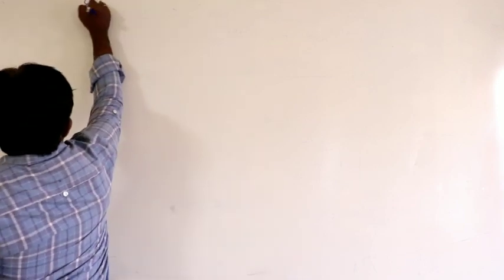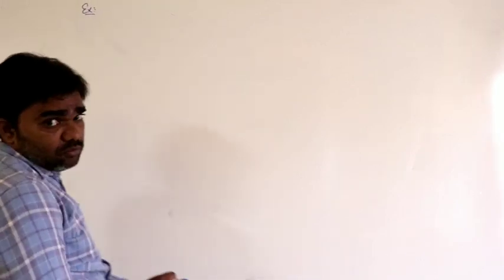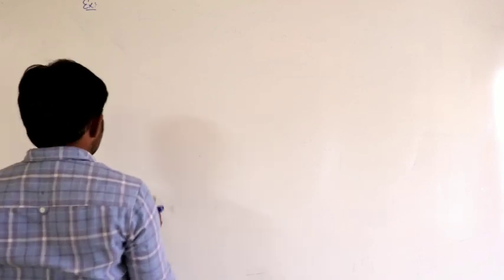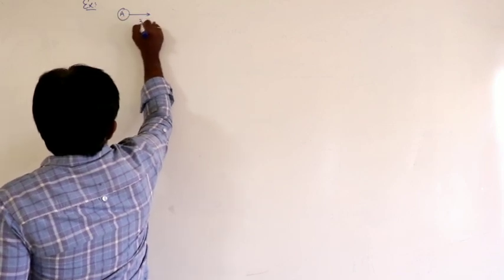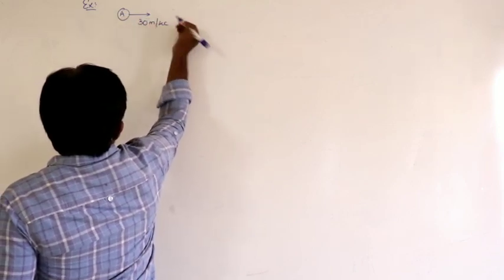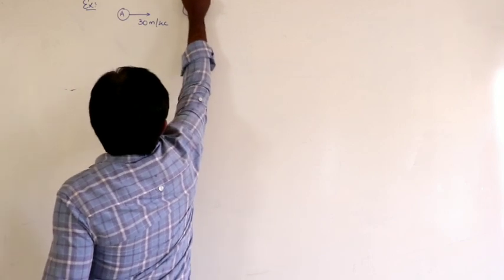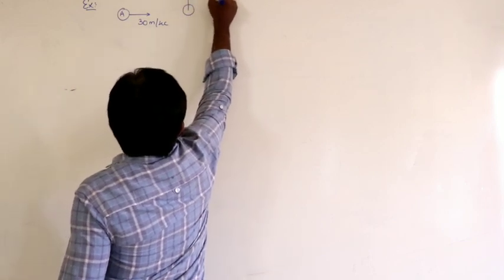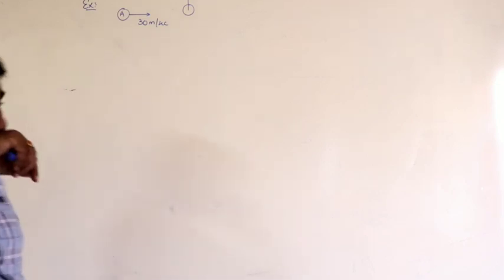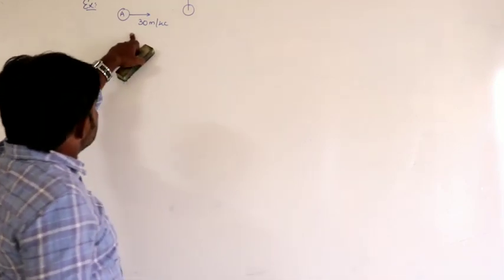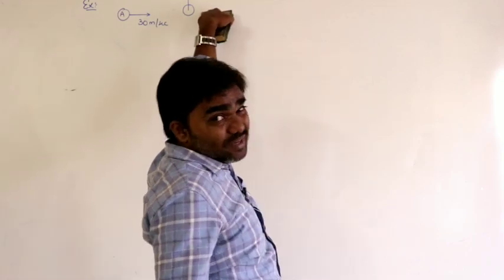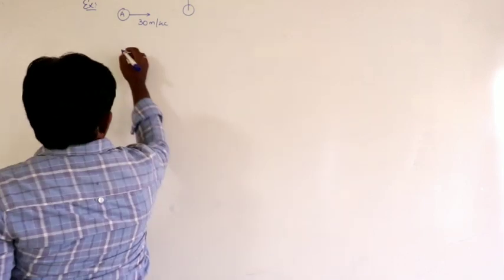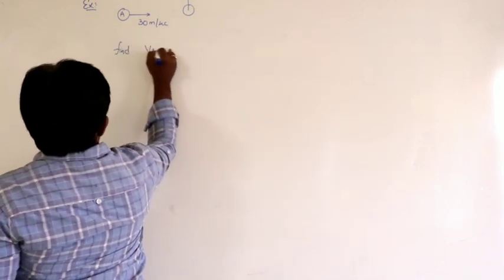How can we calculate the direction in this? So for example, velocity must have both magnitude and direction also. Let us say a body A is moving towards east with velocity 30 meters per second and body B is moving towards north with velocity 40 meters per second. Find the velocity of A with respect to B.